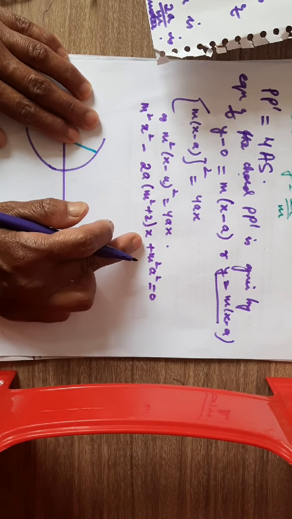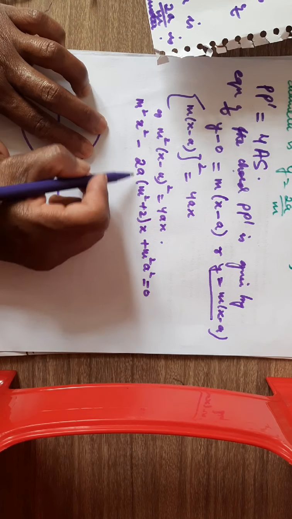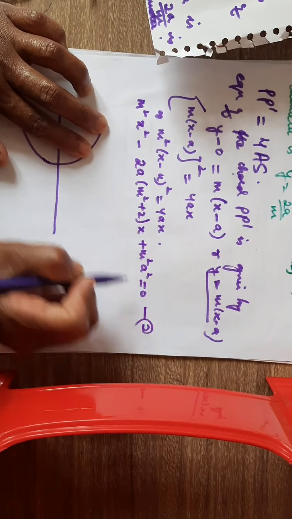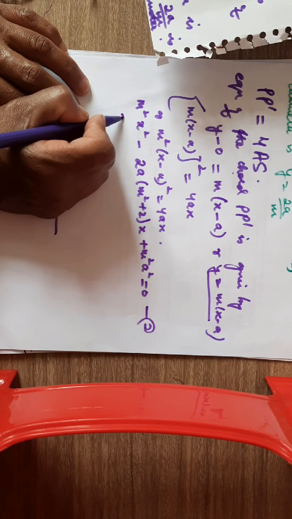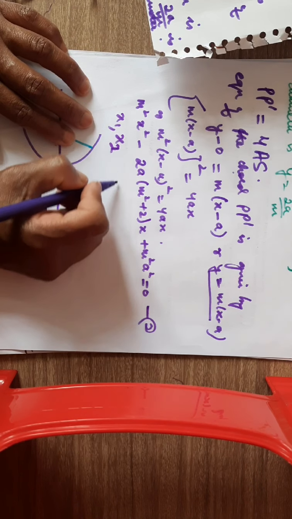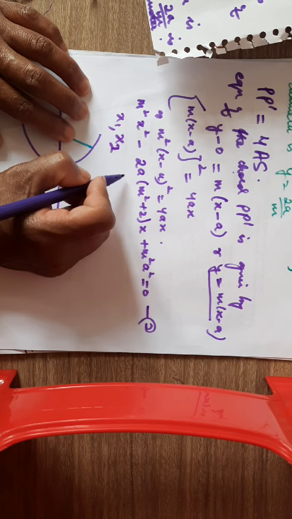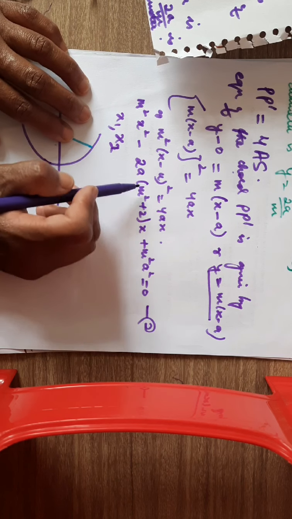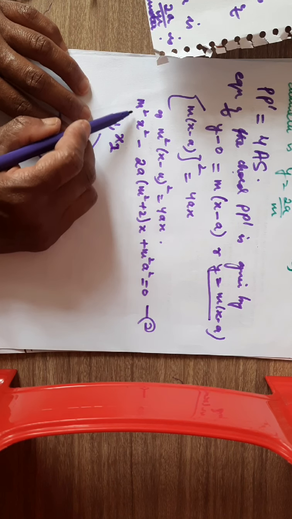Now, this is a quadratic equation in terms of x. This quadratic equation will have two roots or two solutions. So suppose the roots are x1 and x2. Now we know that the sum of the roots is given by the formula: minus the coefficient of x divided by the coefficient of x squared.